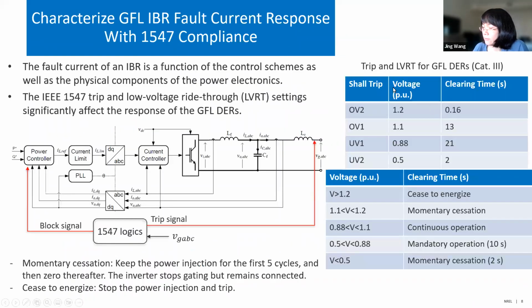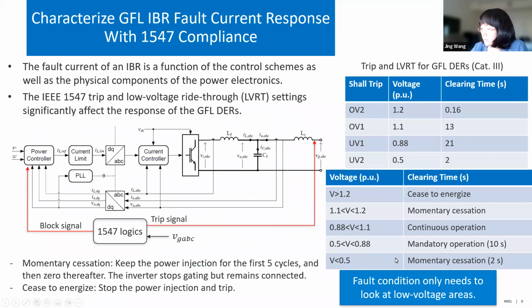So as you can see here from the table, this is the trip and low voltage ride-through of the grid following inverter. For example, we have category 3, and we only look at the condition with a low voltage area. For the momentary cessation, we can see the inverter will keep the power injection for the first 5 cycles and then 0 thereafter. The inverter stops gating but remains connected. And for the cease to energize, it will stop the power injection and trip.